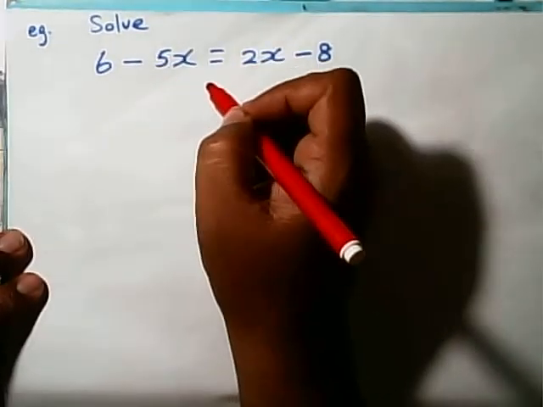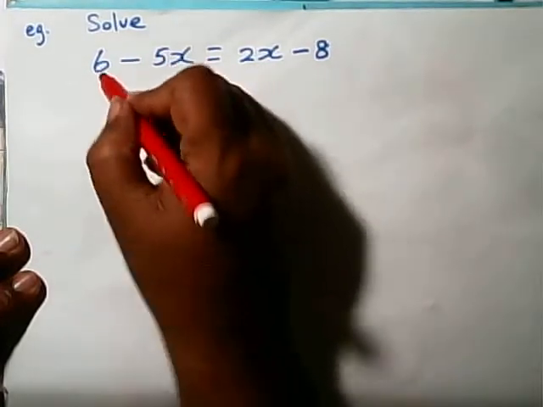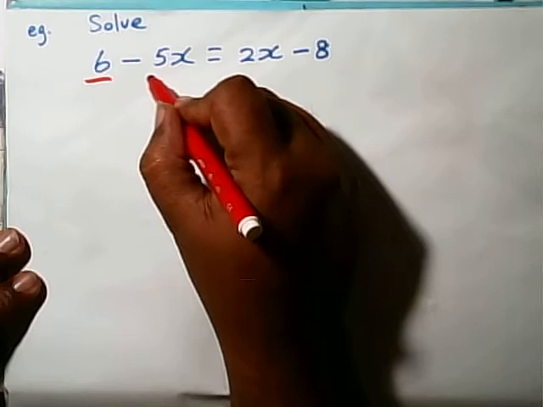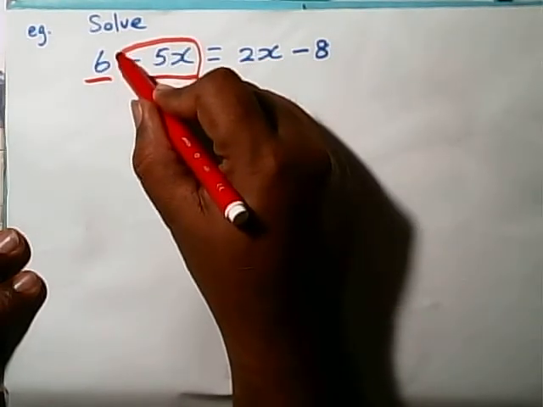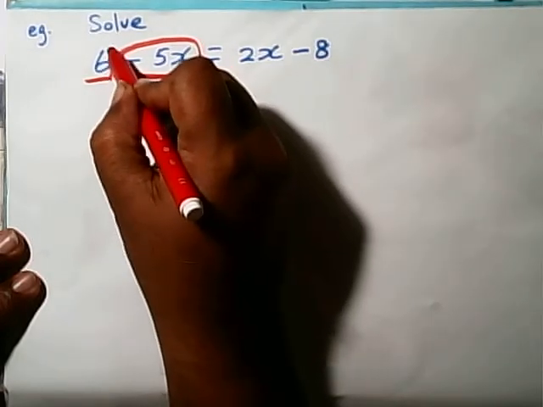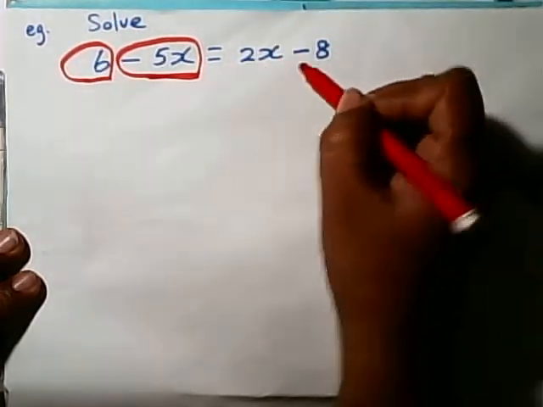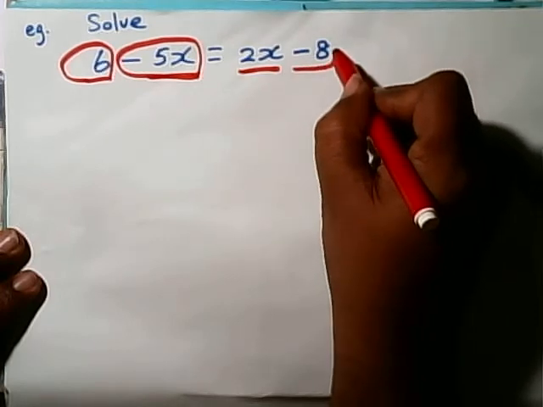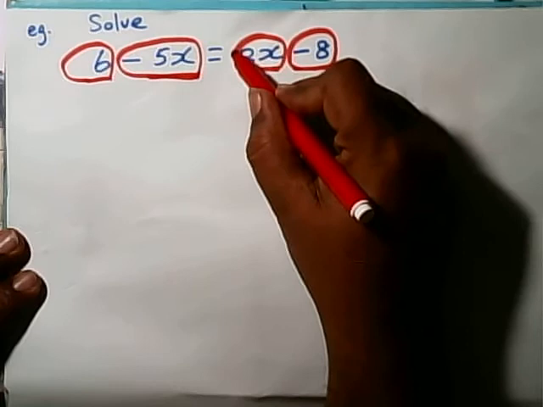So here's what we'll do. We'll identify the terms we have on the left hand side. We have two terms, a 6 and a minus 5x. Let me circle them. The minus sign belongs to the 5x and the 6 is an invisible plus, a positive 6. We have 2x and we have minus 8. Minus 8 is a term and 2x is a term.